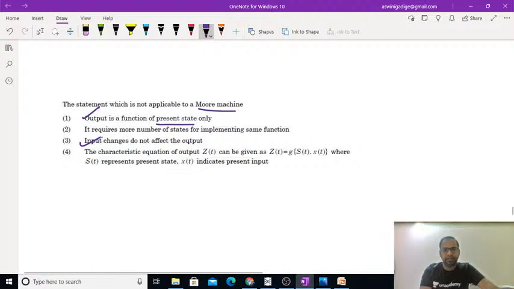And the characteristic equation of output can be given as S of t and X of t. If it is not depending upon the input, then automatically there will be no X of t. So here the fourth one is the wrong one, but as per the given question, the fourth one is the correct option. Is it clear to everybody?